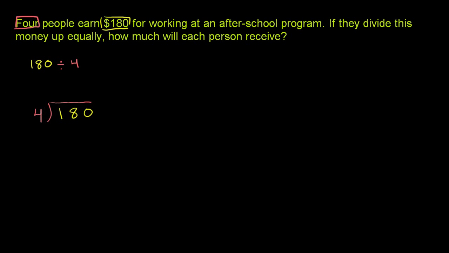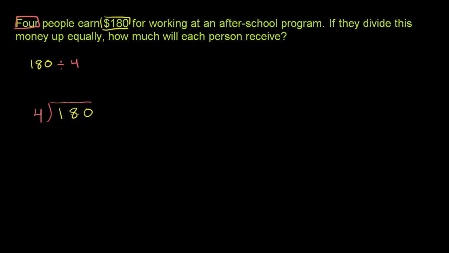So the first thing you say is, well, does 4 go into 1? Well, no, 4 does not go into 1. It's larger than 1. So you could put a 0 up here. But instead of doing that, let's just move on to the right and say, well, OK, it doesn't go into 1. Does 4 go into 18? Well, 4 times 4 is 16. So that goes into 18 at least 4 times.